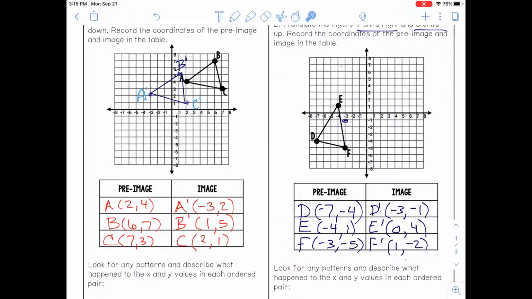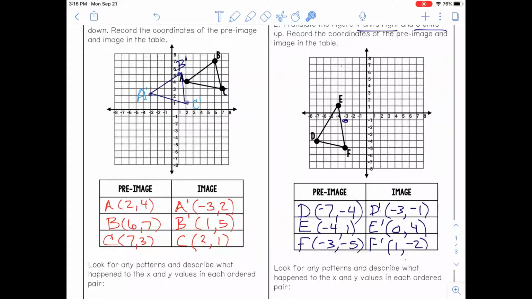So over here in the next one, we had -7. We identified our points first. -7, x always comes first, remember, and then our y. So -7, -4 is our D. E is at -4 and +1 right here. And F is at -3, -5.